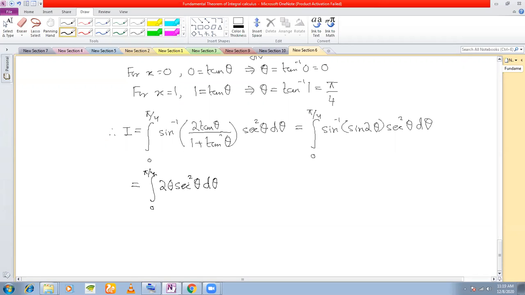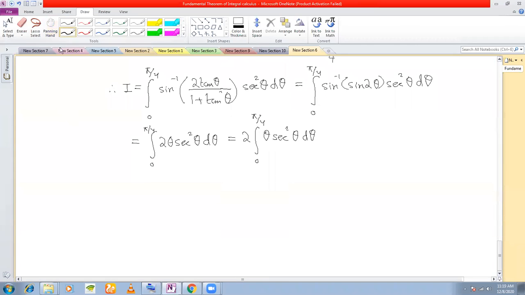Right, now how do I evaluate this? You can take 2 outside: 2 integral 0 to pi by 4 theta sec square theta d theta. Now if you remember, theta sec square theta is something that we have done in integration by parts, x sec square x, remember? So we integrate this by parts.